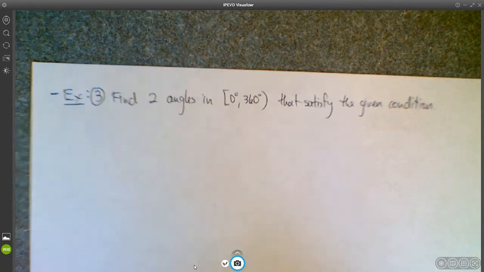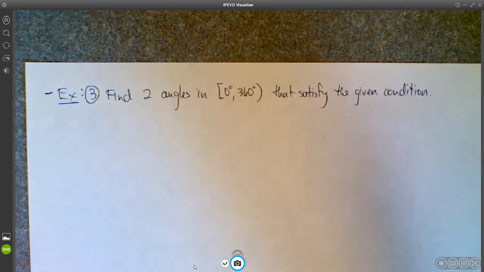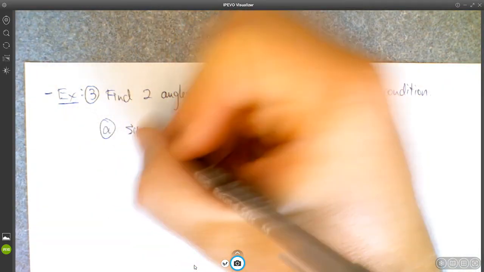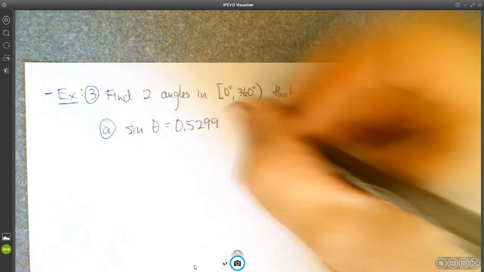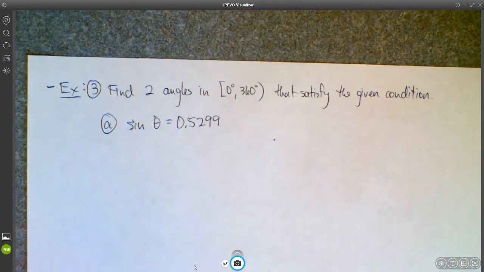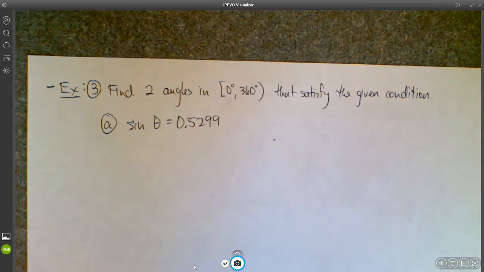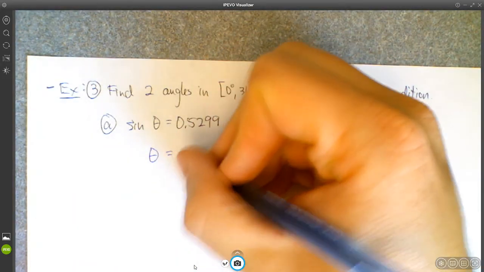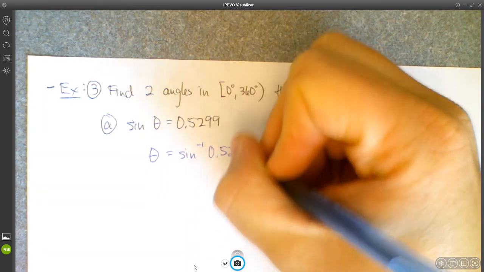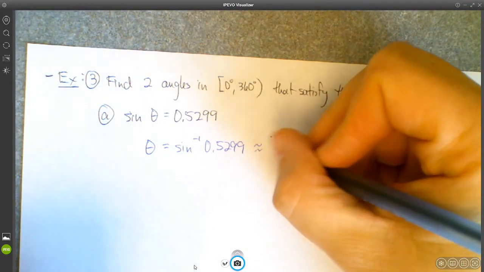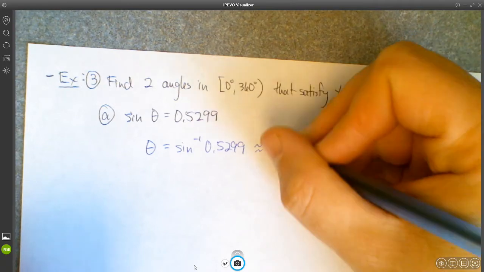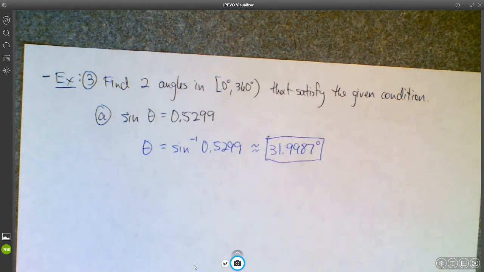This time let's try to find two angles that satisfy the given condition. Let's do sine theta equals 0.5299. Let's see if we can find two angles that satisfy that condition. Well, one angle that's going to satisfy the condition is, of course, just sine inverse of that original number. So sine inverse of 0.5299 is about 31.9987 degrees. So there's one possibility.